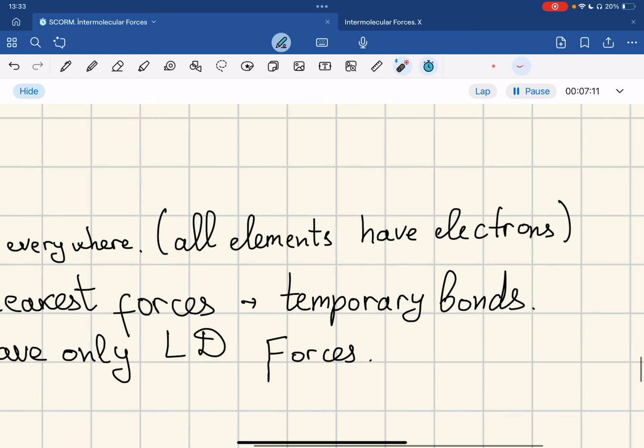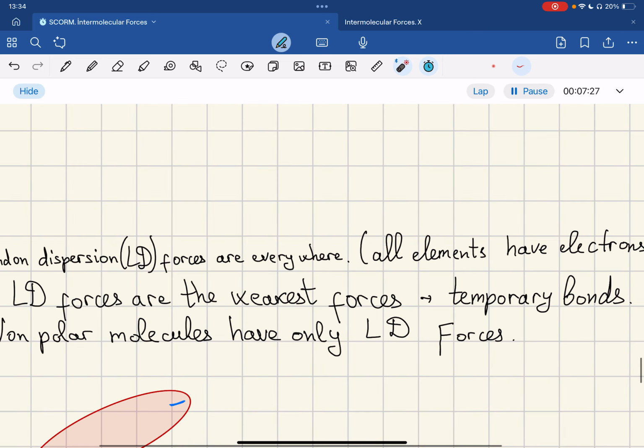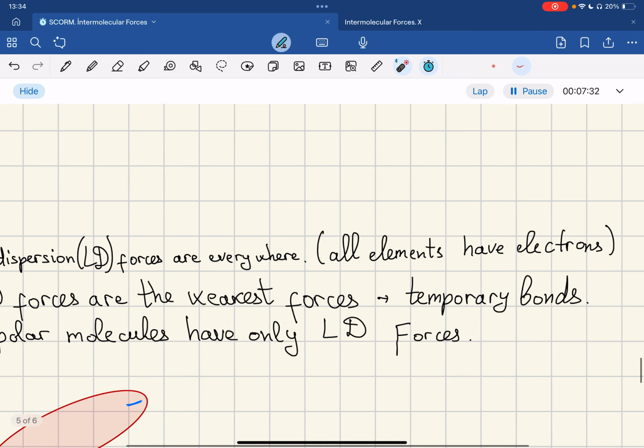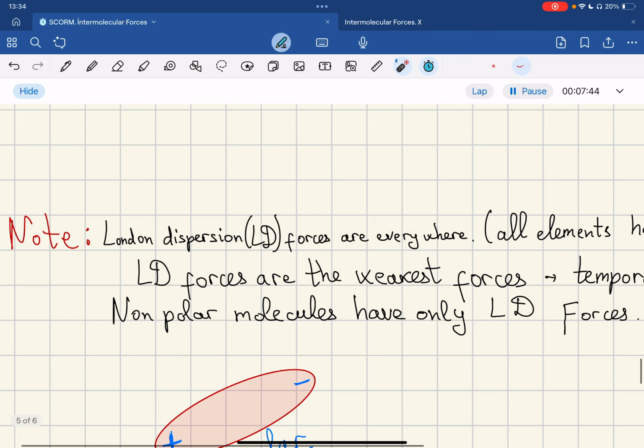Why are they everywhere? Because as we know, all elements have electrons, and these electrons are always in constant motion. So there is an instantaneous dipole, also an induced dipole. So we will have London dispersion forces. Also, you have to know that because they are weaker, they will create temporary bonds. As this is temporary, mainly they are in gas form. Molecules that have London dispersion forces are mainly in gas form.